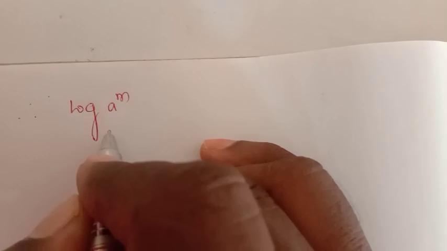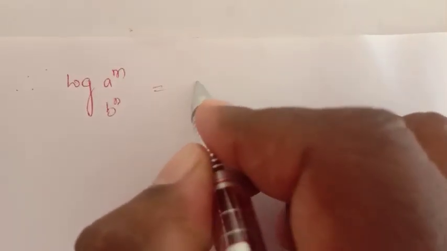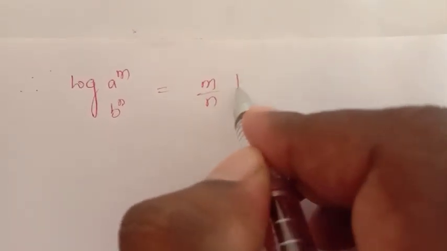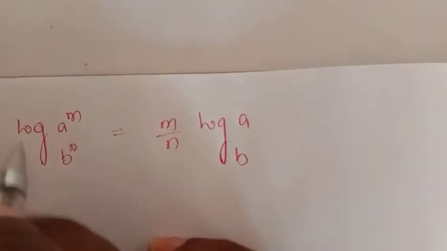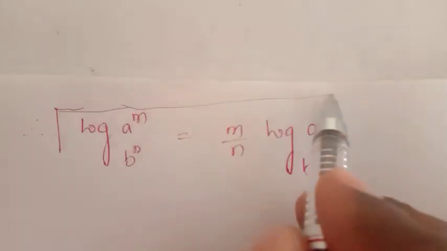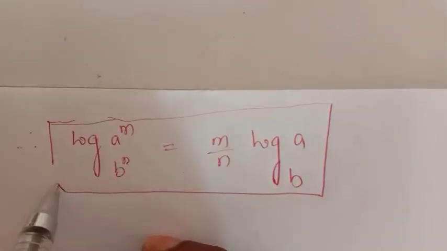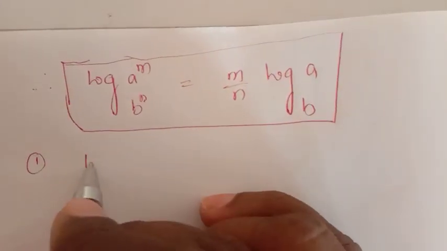First, we have the formula: log a to the power of m, base b to the power of n, equals m by n log a base b. Using this formula, we can solve some problems. Let us take the first problem.